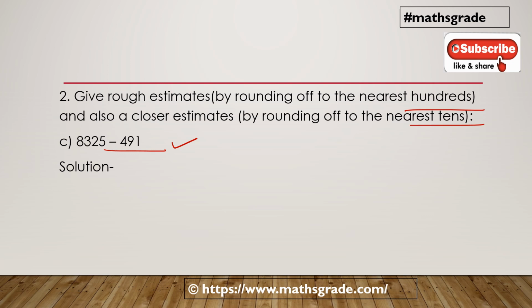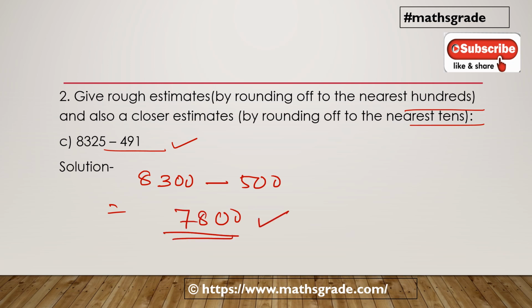Now estimating this difference, 8,325 minus 491. 8,325 rounded off to the nearest 100, we got 8,300, minus 491 rounded off to the nearest 100, we got 500. Now 8,300 minus 500 will be 7,800, and this is the answer.